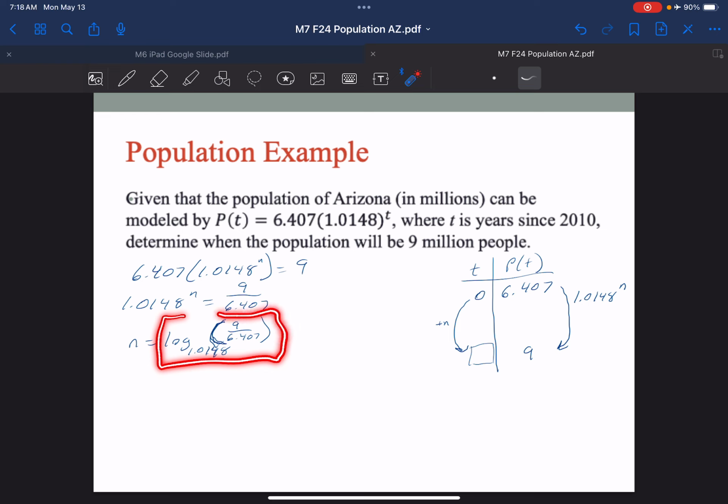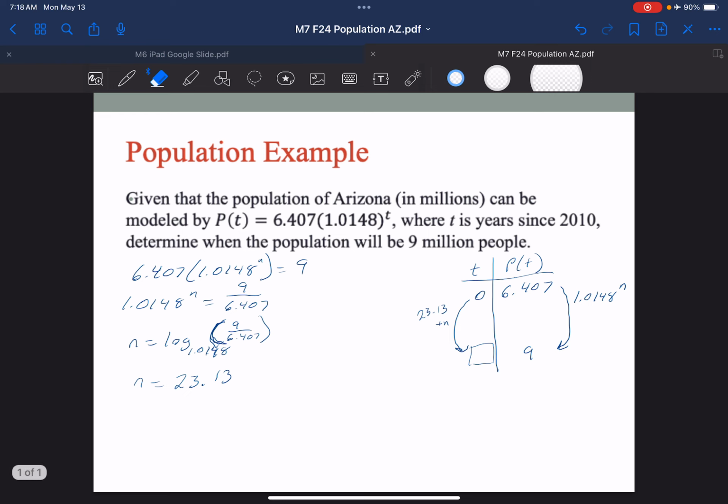All of this can just be entered into your calculator, and you end up with n equaling about 23.13. And remember, that's telling me that 23.13 years went by. And so since my starting value was 0, 0 plus 23.13 leaves me with my t value being 23.13. So when t is 23.13, p of t is 9.